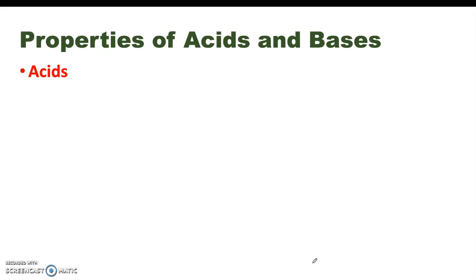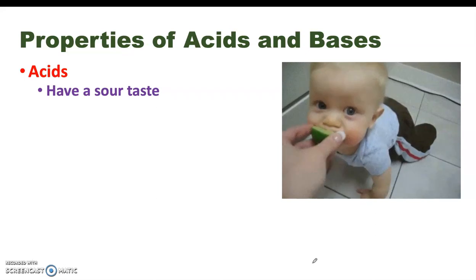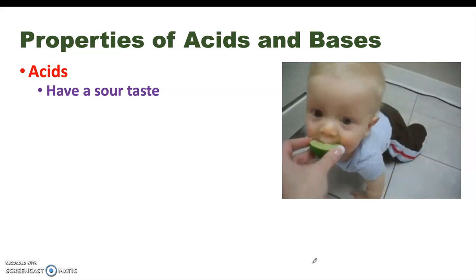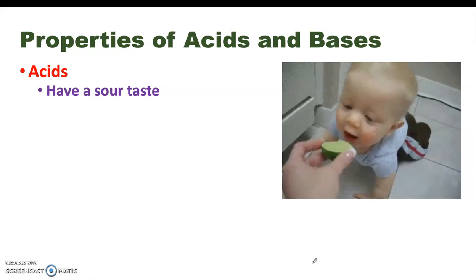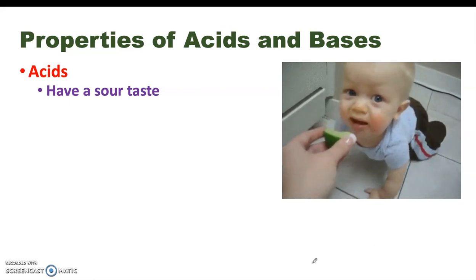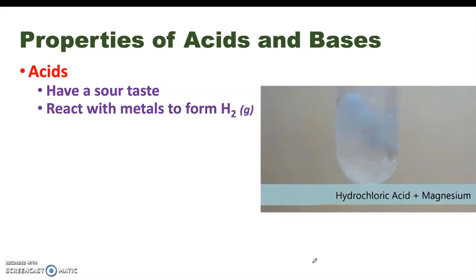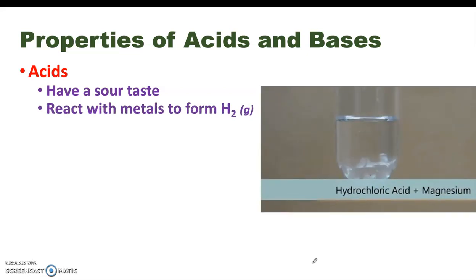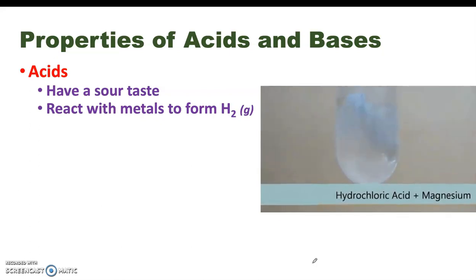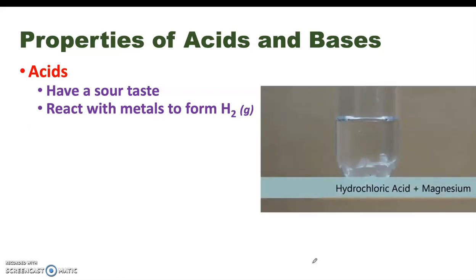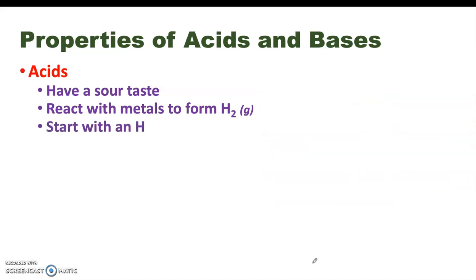Okay, some properties. Let's quickly finish this, and that'll be the end of this video. Acids have a sour taste. Here's a nice little video demonstrating the sour taste of acids. This would be citric acid. They also react with metal to form hydrogen gas. Here's an example of hydrochloric acid with magnesium. You can see it's giving off hydrogen gas. And the formulas start with an H. We already know that back from chapter 8 when we were figuring out the types of reactions.